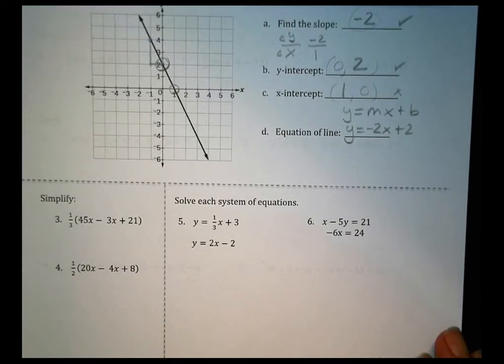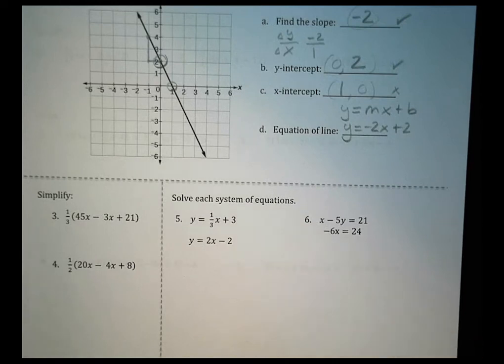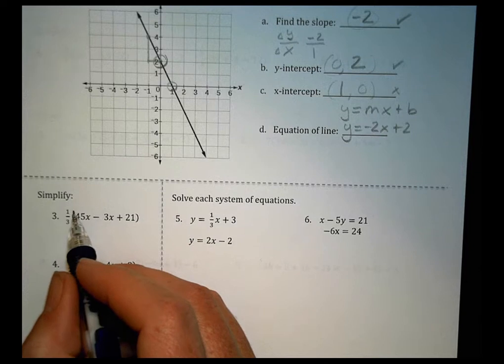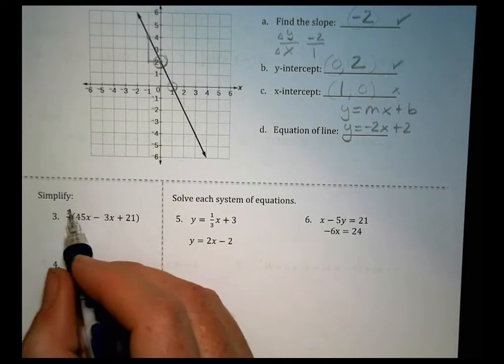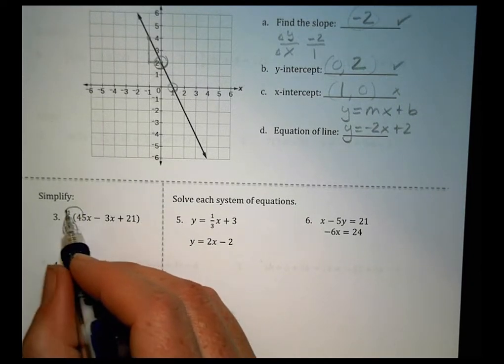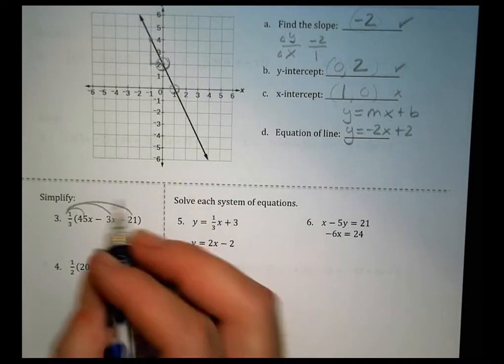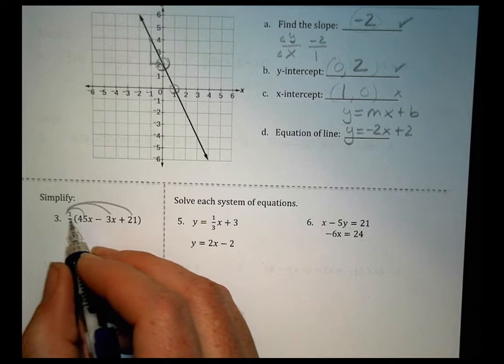Okay, down below we have some practice and review type of things. So let's look at some of these together. The first one, we have 1/3 times all of this. So the 1/3 has to be distributed to each one of these parts, right? So what we're thinking about here is really 1/3.